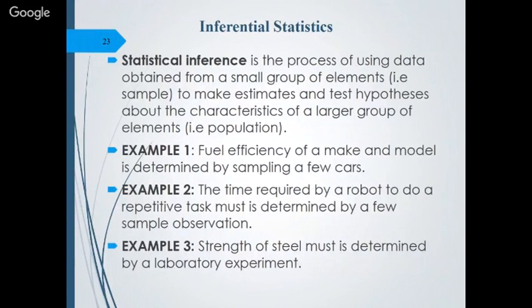Statistical inference is a process of using data obtained from a small group of elements, called a sample, to make estimates and test hypotheses about the characteristics of a large group of elements, called the population. We already discussed the sample and population a little bit. Sample and sampling are a different area, a vast area, so in short, I will say something about sampling.